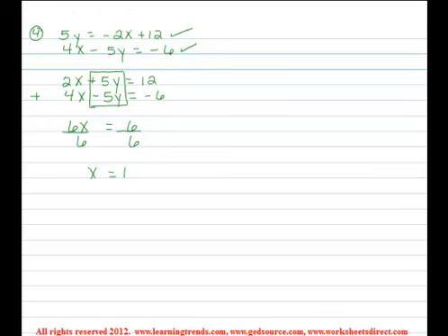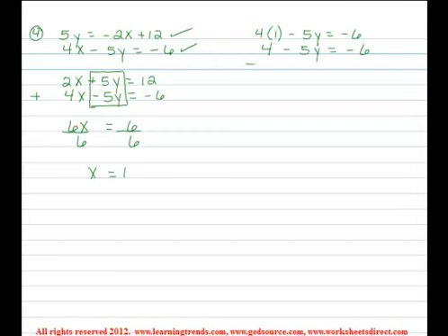So now let's take that value of 1 for x and substitute that into the second equation. We'll take 4 times 1 minus 5y gives us a negative 6. And 4 times 1 is 4, minus 5y. Let's simplify and solve for y here.